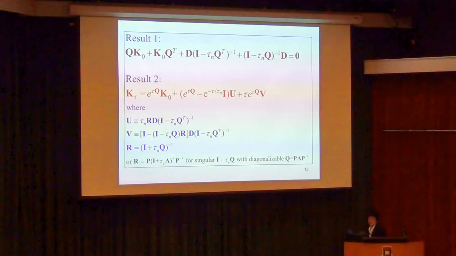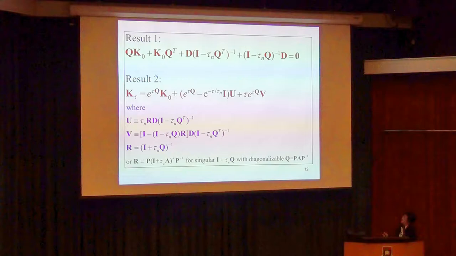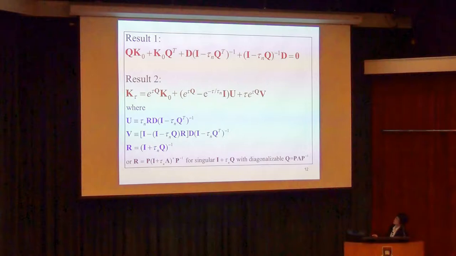So these are the two main results. The first result will be involving only K0. Remember Q, and then tau n is the correlation time of the noise, and I is the identity matrix. I don't want all these details to be given here.